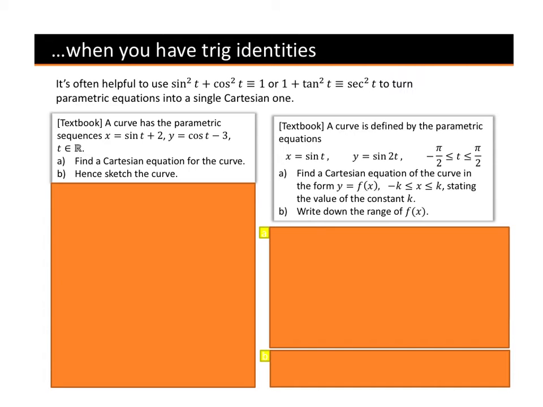Okay, step 1. Rearrange to get sine t. Okay? So for the first one, x minus 2 equals sine of t, and y plus 3 equals cos of t. What trig identity do we know that links sine and cos? We know that sine squared x plus cos squared x equals 1.